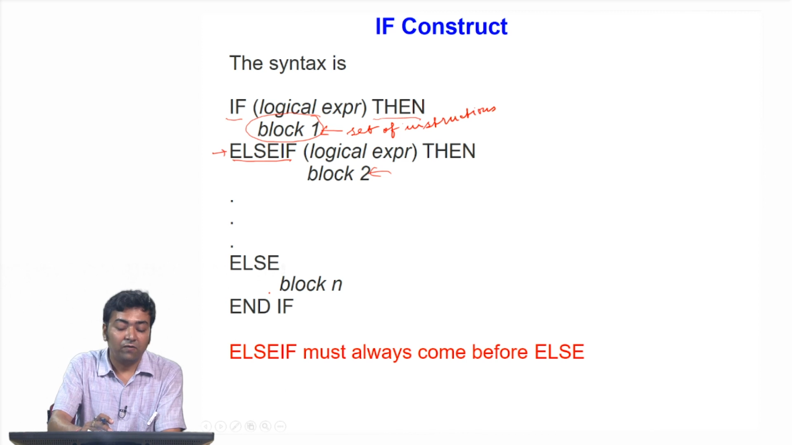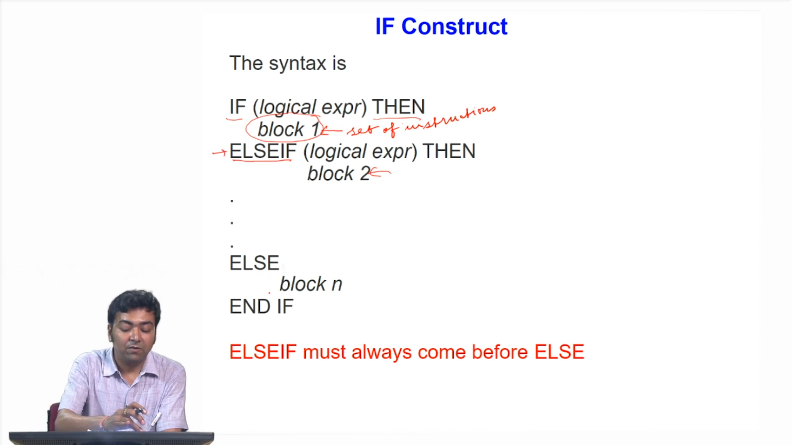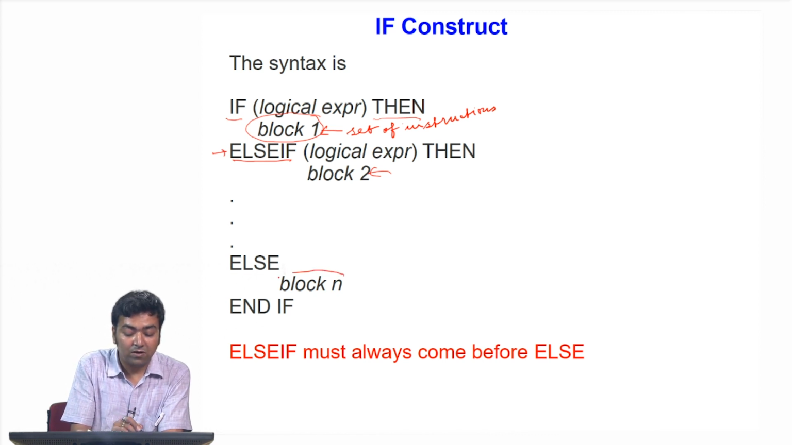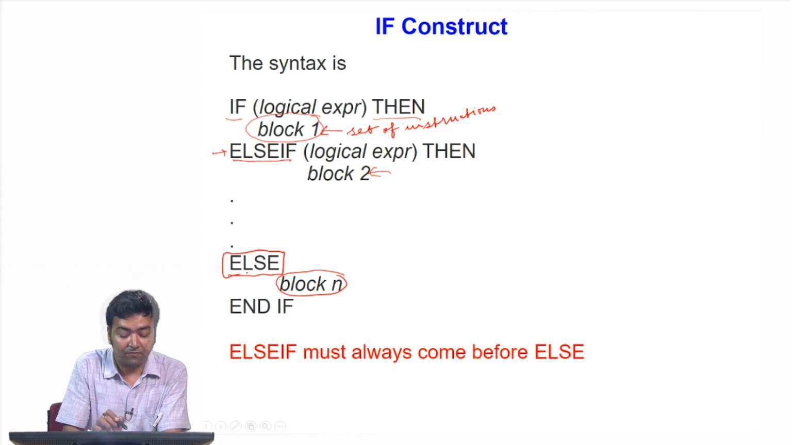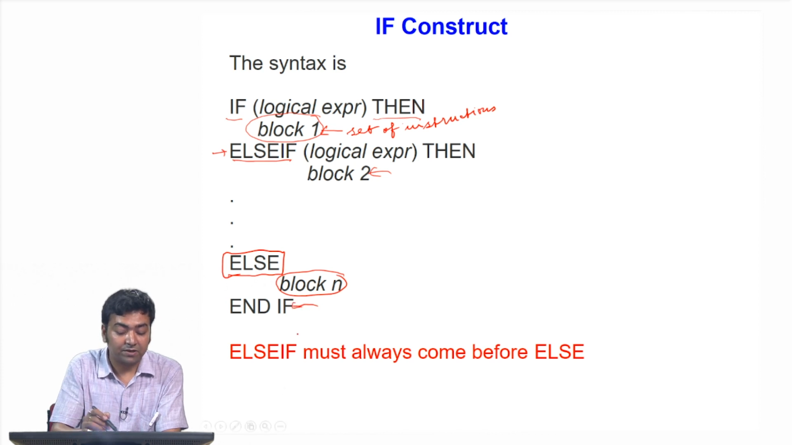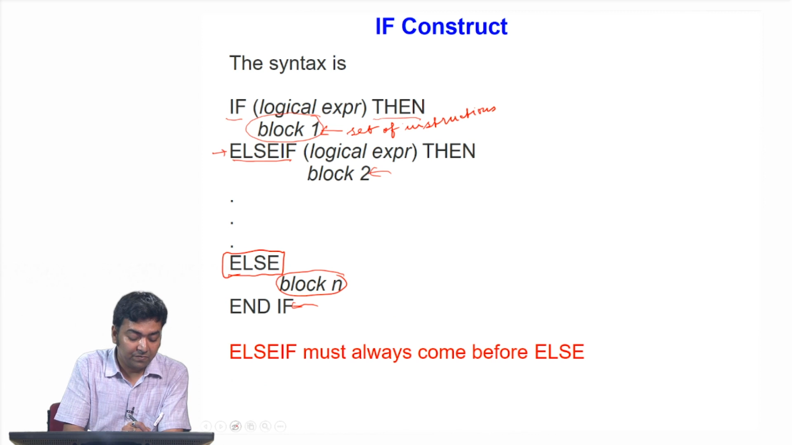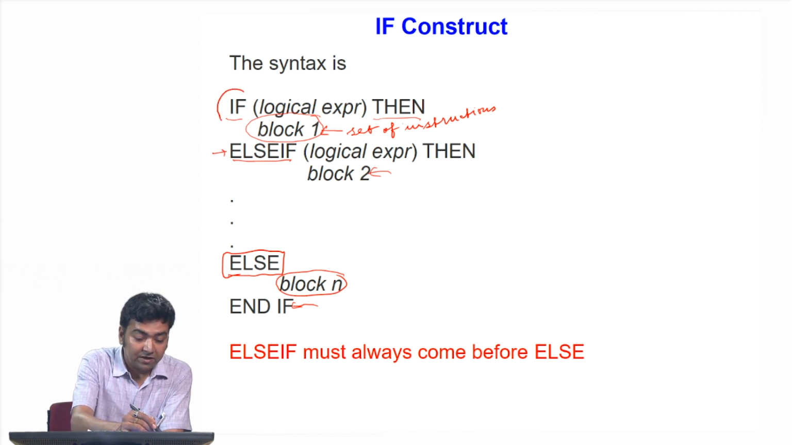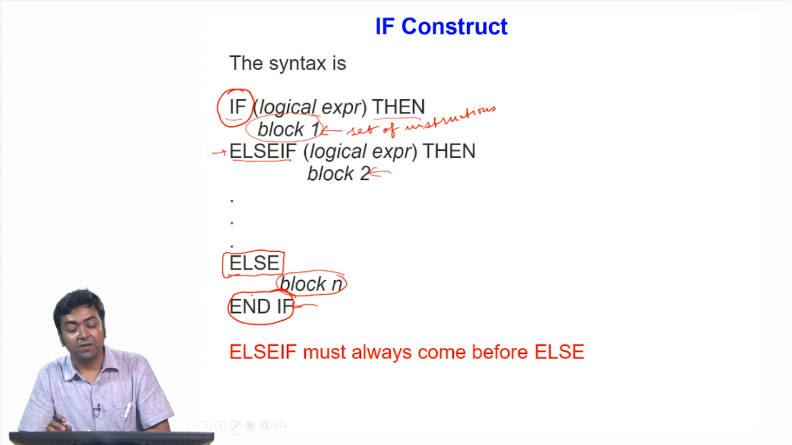In this way one can put several else if blocks within the full if and the end if, but remember that the last block should be preceded by the else statement. This you should be careful of. Once this is done, you end the if construct with an end if. The point is that if you have an if, then you must have an end if. This is something to be careful of.